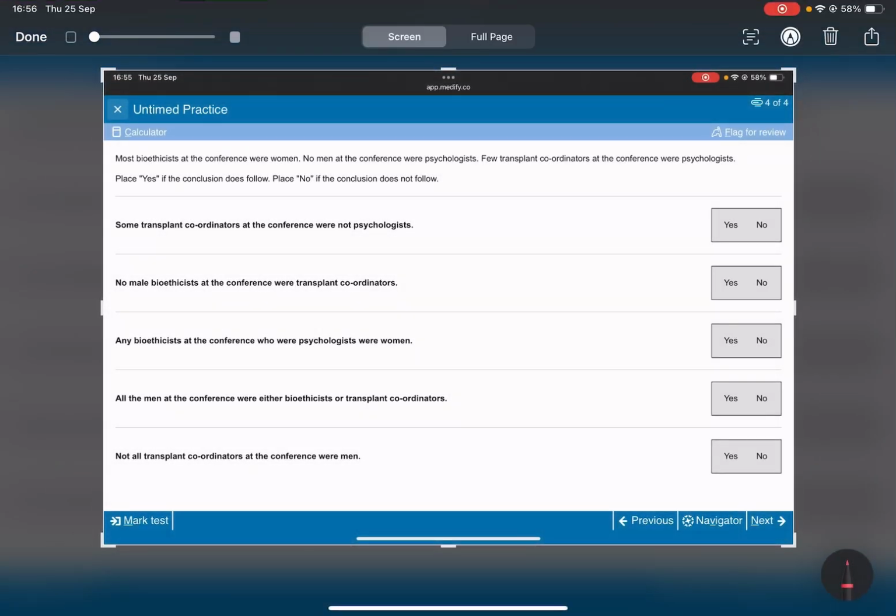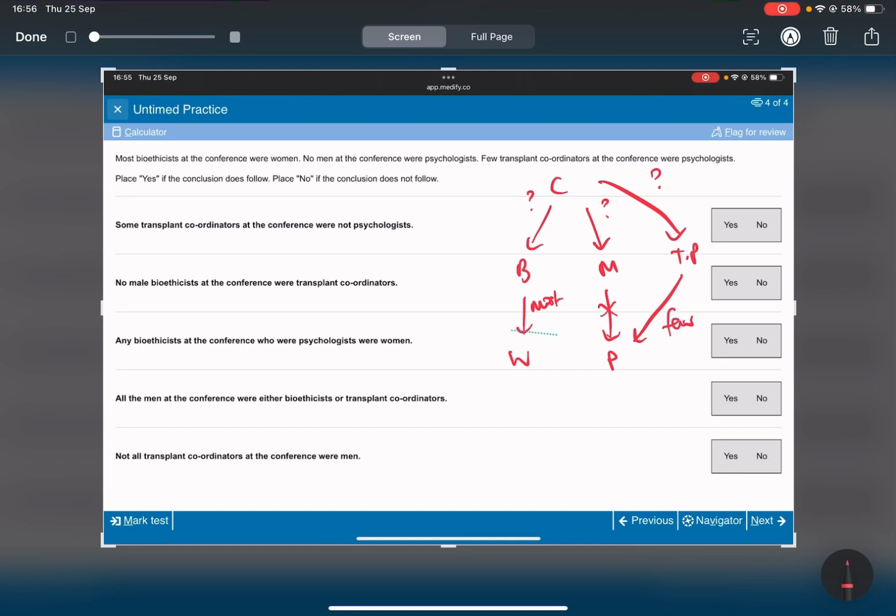So most bioethicists at the conference were women. So you got conference, you got bioethicists. Most of these were women. No men at the conference were psychologists. So you got men. Out of them, none of them were psychologists. Few transplant coordinators, so you got transplant coordinators. Few of them were psychologists. So some transplant coordinators at the conference were not psychologists. Yes, because only few of them were.